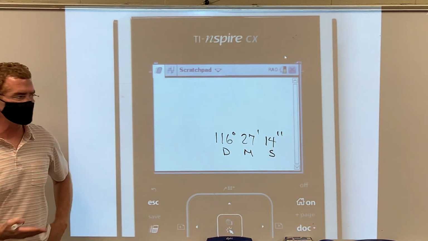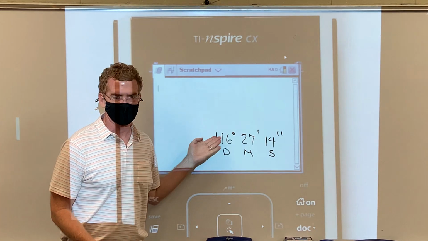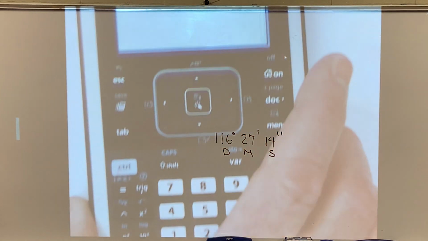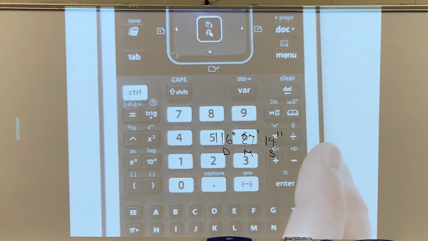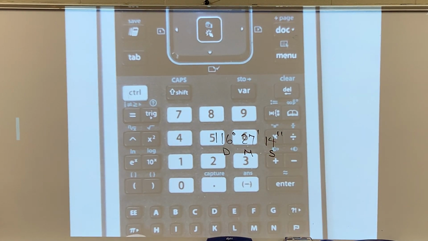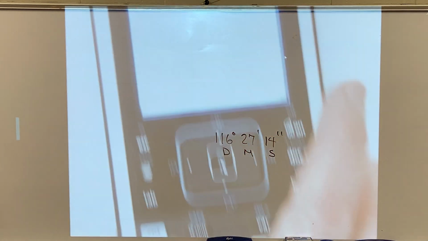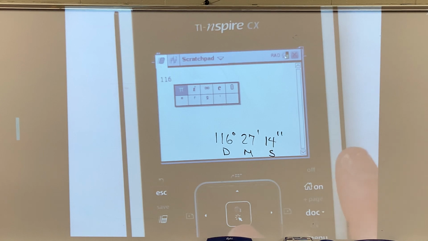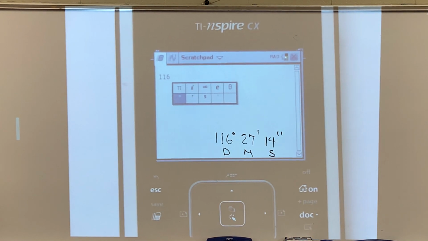Well, the first thing I got to do is actually set it up like this, which is pretty easy on this calculator. First thing I'm going to do is enter the 116. And then I'm going to go down to my pi button, down there at the bottom, see it right by the H? Click on that pi button, and you'll see there's a little degree sign below the pi. So I'm going to choose that degree sign, hit enter, and there's my degrees.